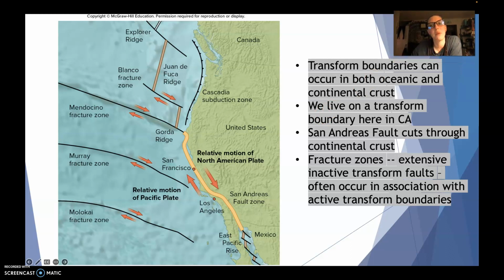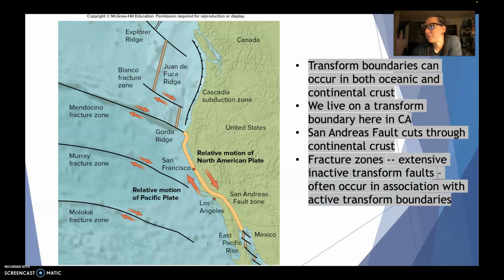So transform boundaries can occur both in oceanic and continental crust. We live on a transform boundary here in California, and the San Andreas Fault cuts through that continental crust, but these fracture zones, meaning these extensive inactive transform faults, often occur and are associated with active transform boundaries. So kind of a neat thing here.